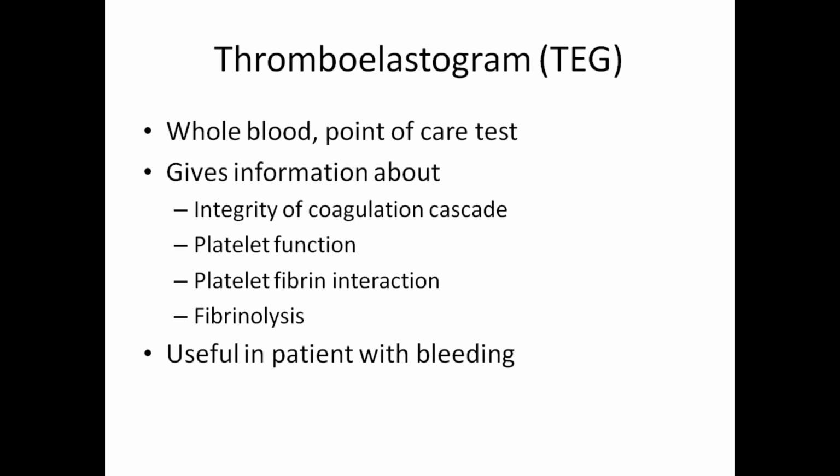The other test that can be used is the thromboelastogram. It's a whole blood, point of care test, and it gives information on the integrity of the coagulation cascade, how the platelets are functioning, how the platelets and fibrin are interacting, and how the clot is lysing. It's quite useful when the patient is bleeding. Again, it's not routinely available.